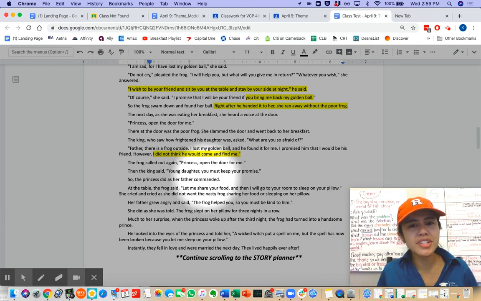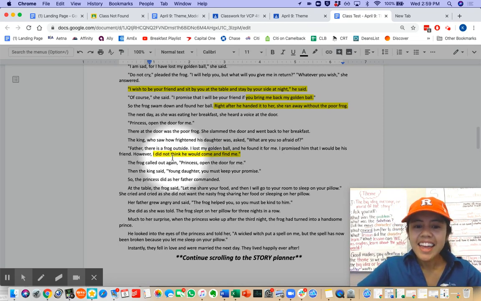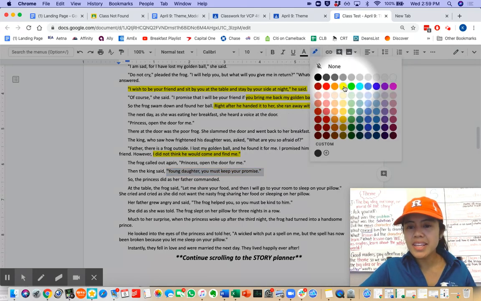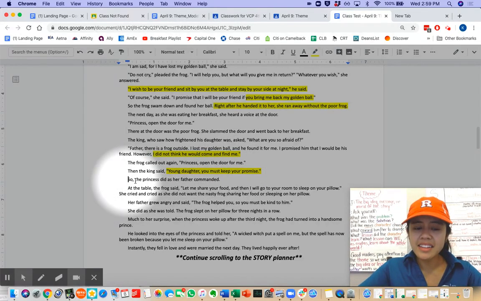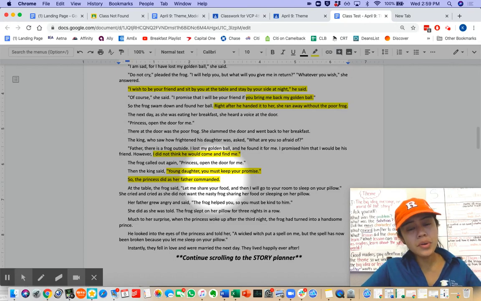What new information did we learn that we can add to our planner? Tell me. Yes, the king's advice to his daughter that she should keep his promise tells me he's pretty honest. And it sounds like the princess is attempting to resolve her problem. Even though the princess didn't want to keep her promise, she followed what the king said. Let's add those to our planner.